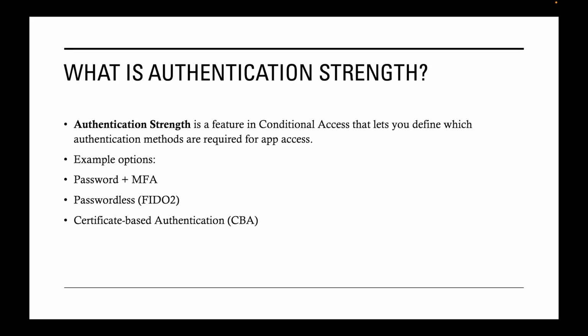In this video, we are going to look at authentication strengths and how we can use those with conditional access policies to increase the security of our Azure tenant and mostly our data within our environment. So, what is authentication strength? Well, authentication strength is a feature in conditional access that lets you define which authentication methods are required for app access. So examples are password, MFA, passwordless, FIDO keys, and then things like certificate-based authentication.